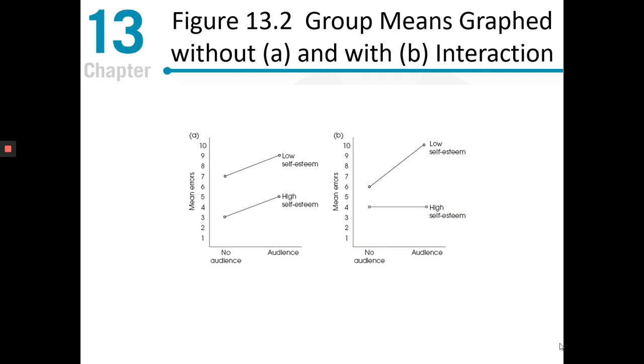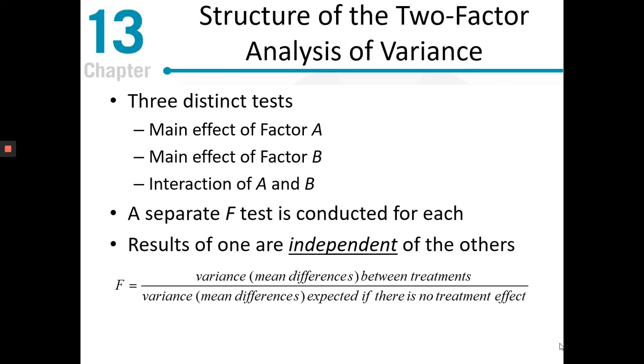We would do a main effect for self-esteem. Does self-esteem affect the number of errors made? That's the main effect. Then the interaction. The interaction is, does audience, no audience play with or interact with the self-esteem to produce the effect on the dependent variable?